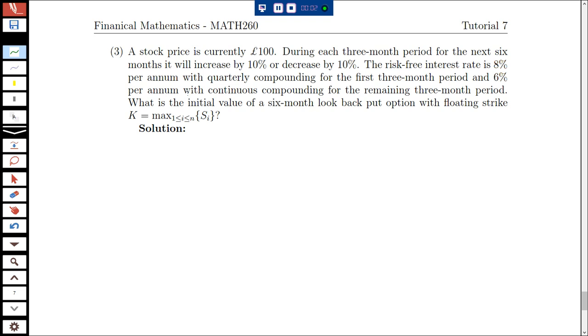Okay, let's take a look at the final problem on tutorial sheet 7. This is example 3. A stock is currently priced at £100. During each 3-month period for the next 6 months, it will increase by 10% or decrease by 10%. So the multipliers are 1.1 and 0.9.